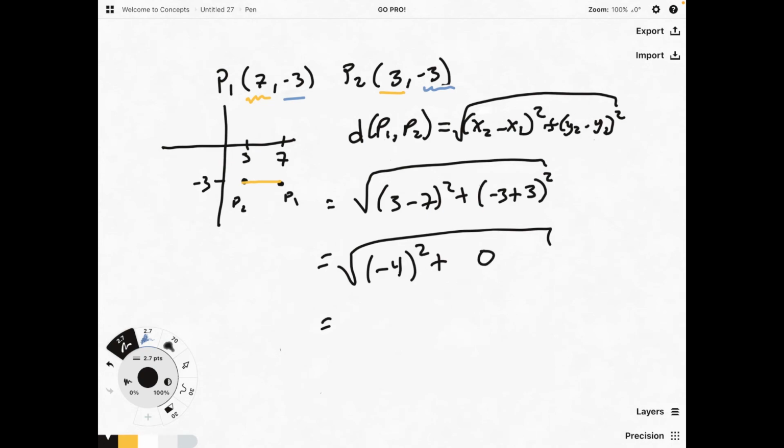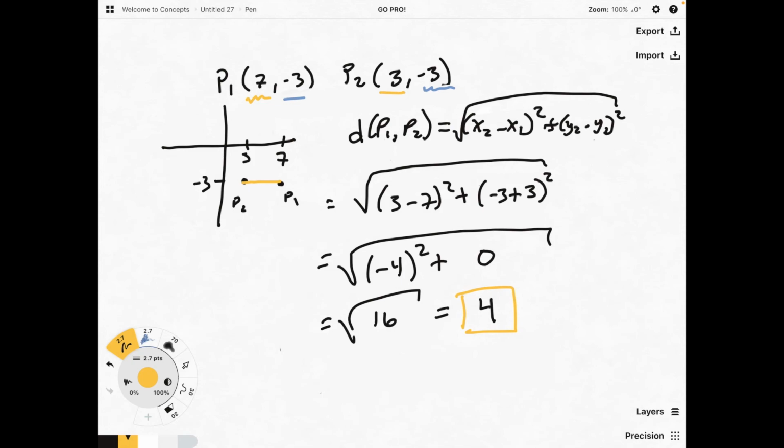Now we just simplify this. We have the square root of negative 4 squared, which is the square root of 16, and this is equal to 4. And this is our answer. So that's saying that there's a distance of 4 between point P1 and P2. Because we know that this is a horizontal line, since both of the y coordinates are the same, we can see that from 3 to 7 is a distance of 4. And so that's how you would use and apply this distance formula.